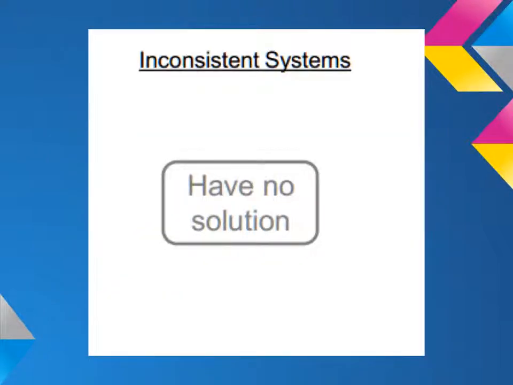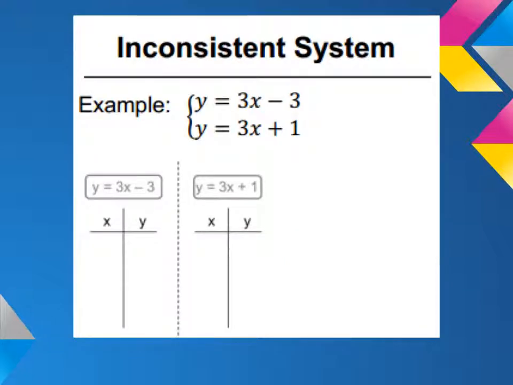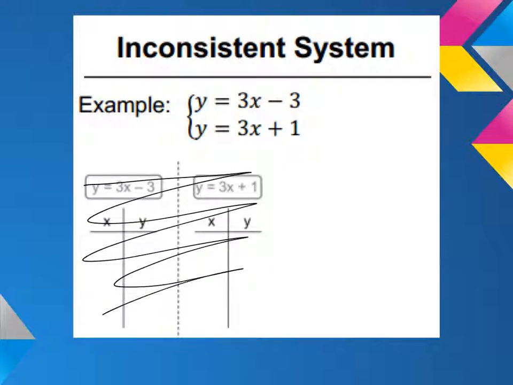Our last special case is an inconsistent system. Inconsistent systems have no solution. Our two examples are y equals 3x minus 3 and y equals 3x plus 1. We're going to graph these. We're not going to use the tables. We're just going to graph these two equations.